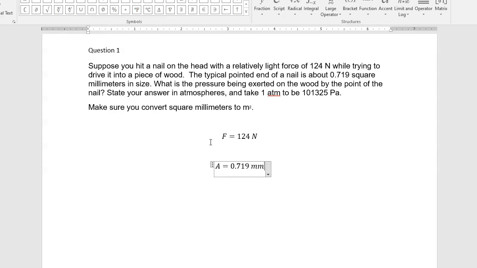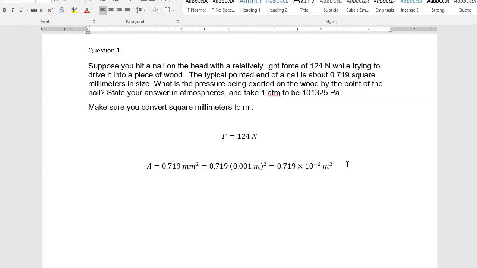0.719 millimeters squared. And we need to convert square millimeters to square meters. So that's 0.719. A millimeter is 0.001 meters, and the square goes on the outside, right? So this is now 1 millimeter squared. So that's 10 to the minus 3, ends up being 10 to the minus 6. So this is 0.719 times 10 to the minus 6 meters squared.